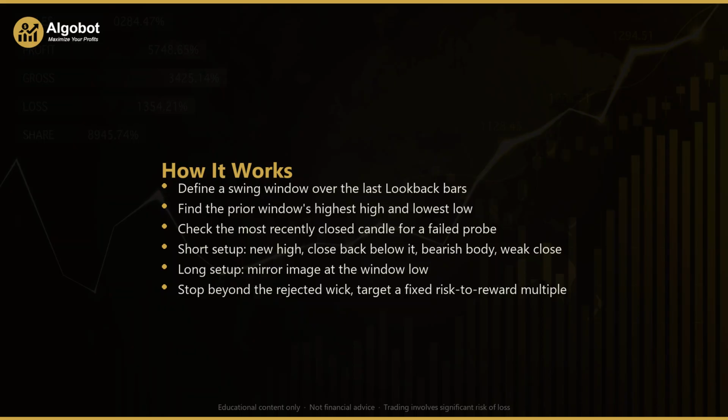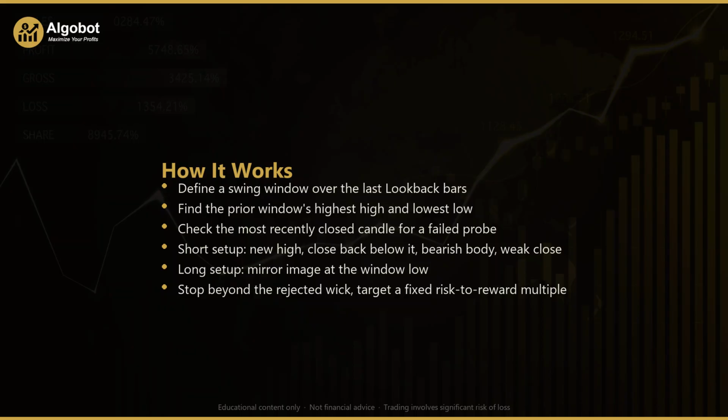Consider the short setup first, which is a failed upside auction. Four conditions must all line up. The candle's high must push above the prior range high by a meaningful amount, defined as a fraction of the window's height, so a trivial one-tick poke doesn't count. The candle must then close back below that prior high, meaning the breakout was rejected. The body must be bearish, with the close below the open, and the close must finish in the lower third of the candle's own range, showing a decisive snap back down. When all four are present, the strategy signals a short.